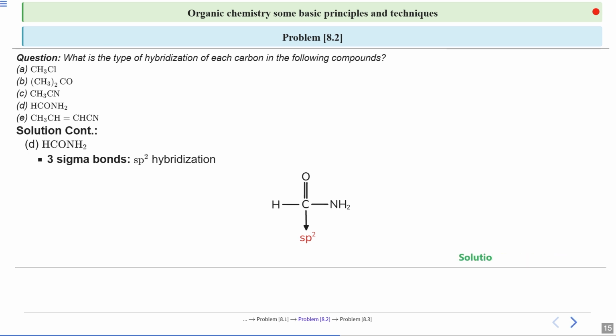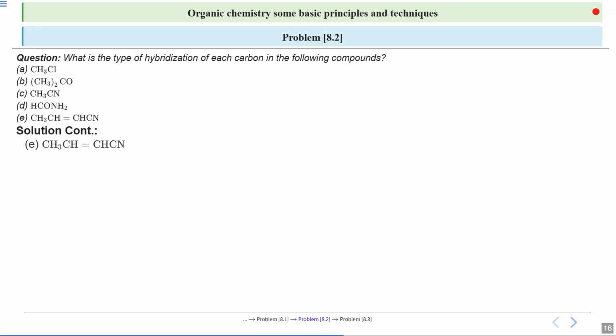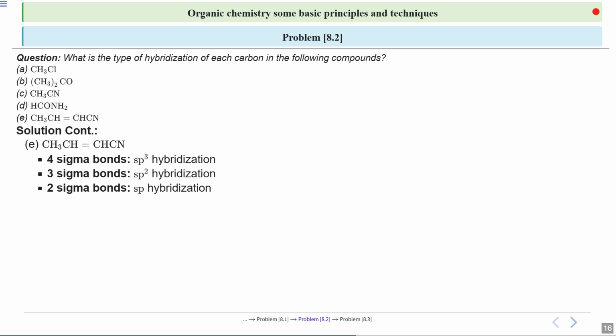Now moving on to the last compound, which is compound number E. Here, the CH3 carbon has 4 sigma bonds. Therefore, the hybridization will be sp3. And what about the other 3 carbons? There are 3 sigma bonds on the second carbon from the left. So that will give you sp2 hybridization. Moving on to the next carbon on the right-hand side. This carbon will have sp hybridization because it has 2 sigma bonds.